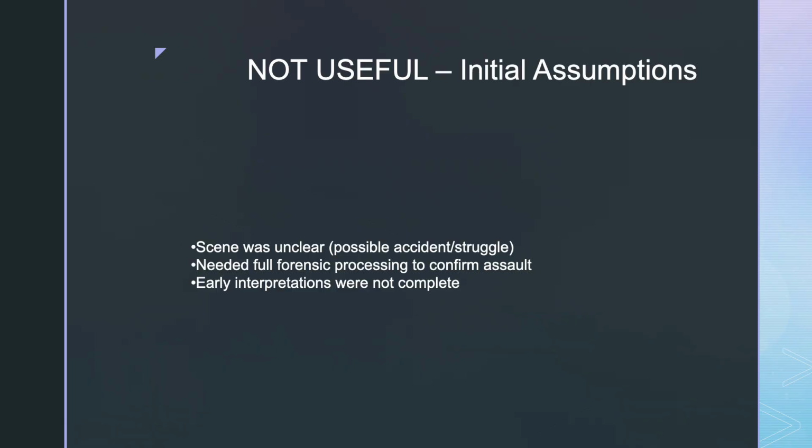Initial assumptions. Some initial interpretations of the scene suggested uncertainty about whether the event was accidental or intentional. However, further forensic analysis confirmed that the injuries and evidence point to a violent assault.